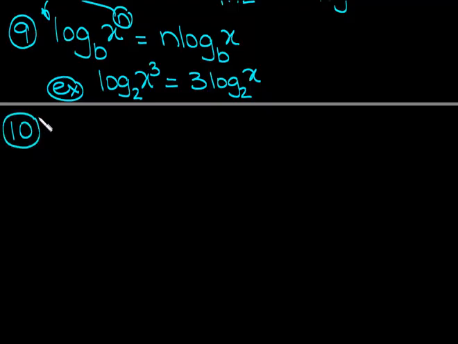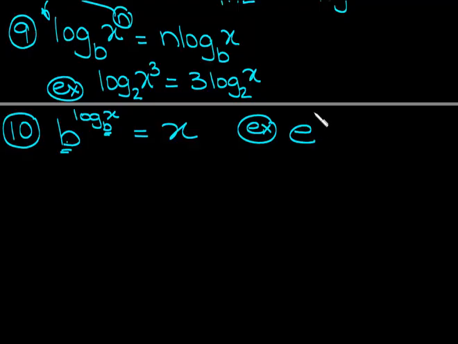Property 10. If you have b, some base, this is an exponential number, raised to log of x base b. So if I raise b to a log expression that also has the same base as this, in that case we just end up with x. Here's an example of that. Let's say you have e to the ln of x. This is a log term, it's a natural log, so its base is e, this base is e, so we just get x.